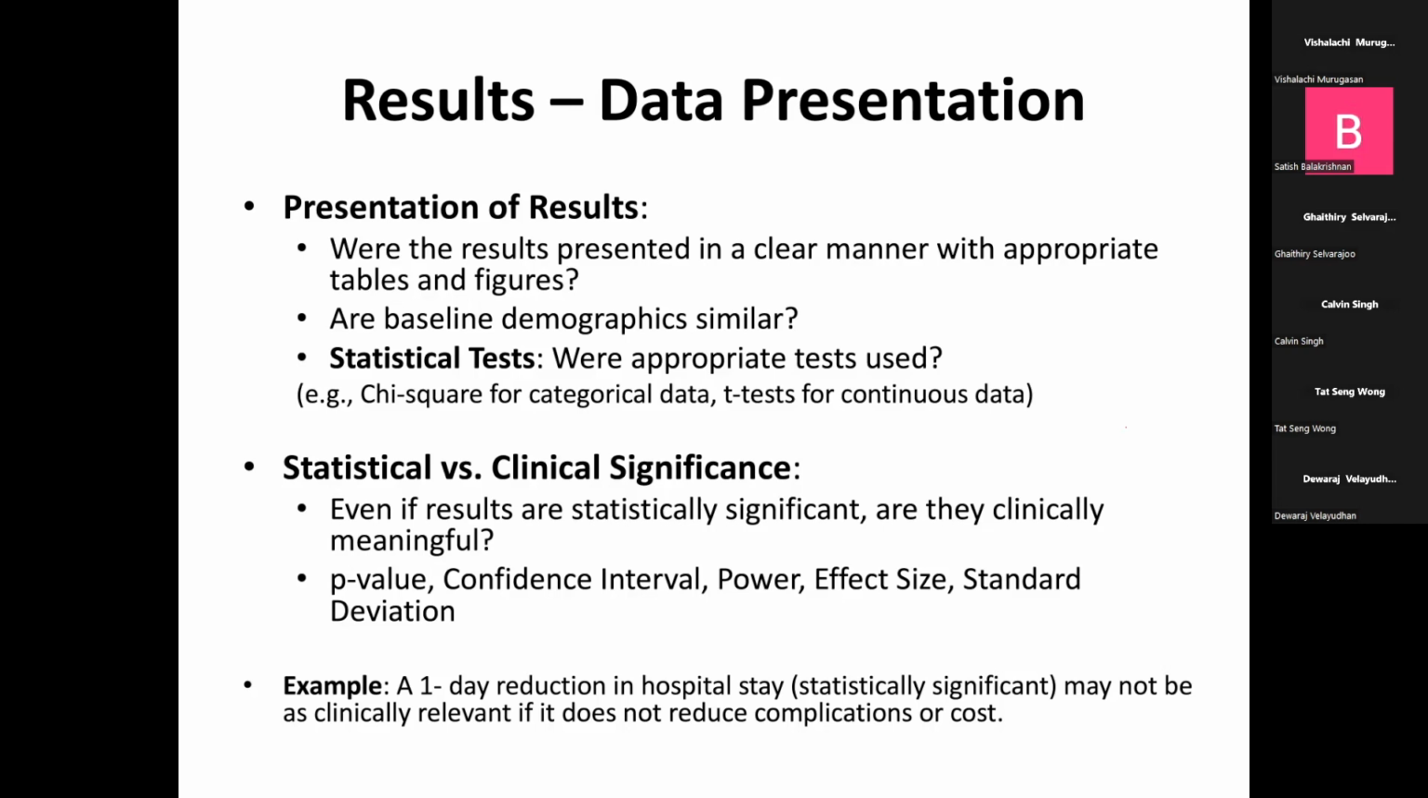Okay. Moving on to statistical tests, you need to know whether appropriate tests are being used. So chi-square for categorical, t-test for continuous data. You must use the appropriate test in the appropriate place. And you must be very clear about statistical versus clinical significance. This is very, very common when you read papers. Just because something is statistically significant does not mean it is clinically significant. At the end of the day, a p-value is just statistics.